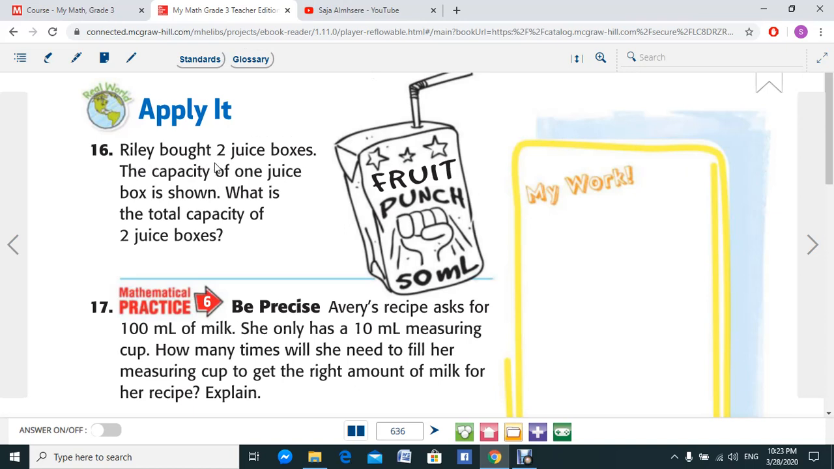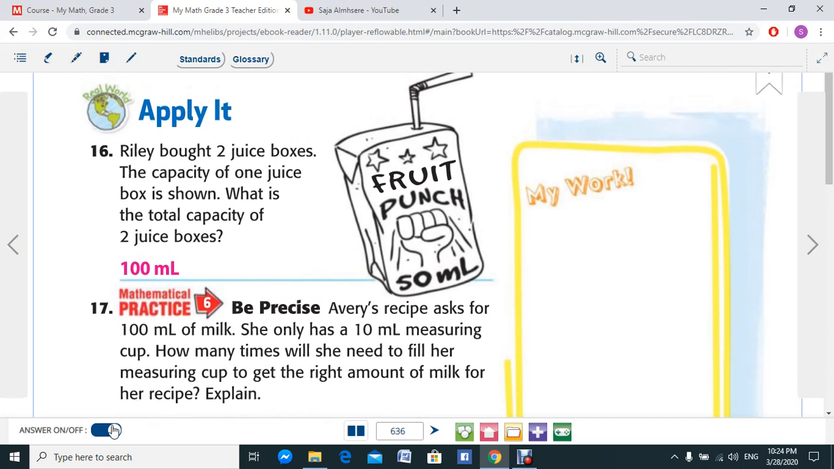Okay, Riley put two juice boxes. The capacity of one juice box is shown. What is the capacity of one box? 50 milliliter. So what is the capacity of two? We can solve it in two ways. We can multiply 50 milliliter by 2 and the answer will be 100, or we can easily add 50 plus 50 to find 2, because if the capacity of one of them is 50 milliliter, 2 will be 50 plus 50, which is 100 milliliter.